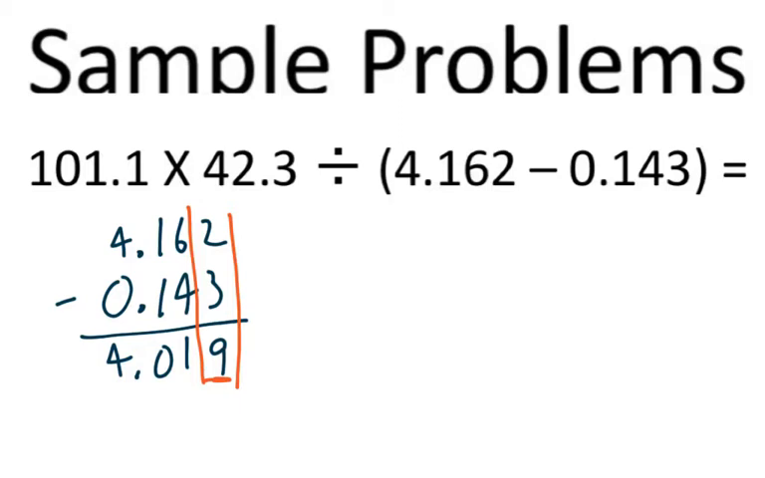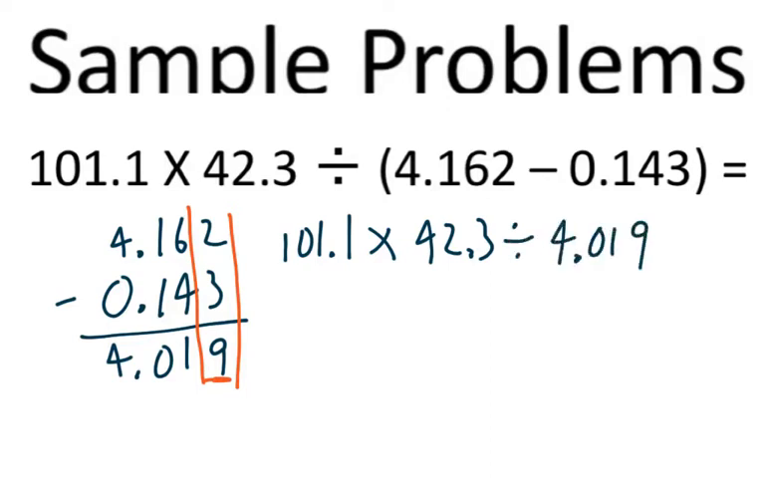Okay? Now, the next thing we're going to do is, and we can do all of these together because multiplying and dividing use the same rule. So you're going to end up multiplying 101.1 times 42.3. Okay? And then once you get that answer, you're going to divide it by 4.019. Okay? And when you do the math here, you're going to get a very long number. You're going to get 1,064.078129.